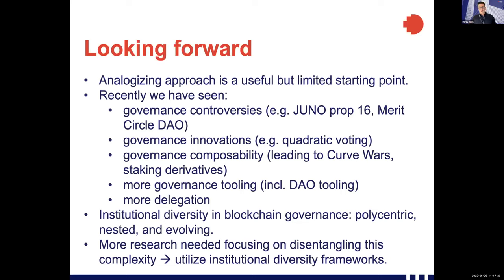I'm just about out of time here. So what I think we should do now, the future research program, should be focused on disentangling this complexity. So understanding that these are really complex networks, they're not just like firms, they're not just like governments, but we should use frameworks like those developed by Eleanor Ostrom in the 60s to the 90s to study the commons. We should apply those in this circumstance. So that's what some of my team are doing at the moment, but I appreciate the opportunity to be here.